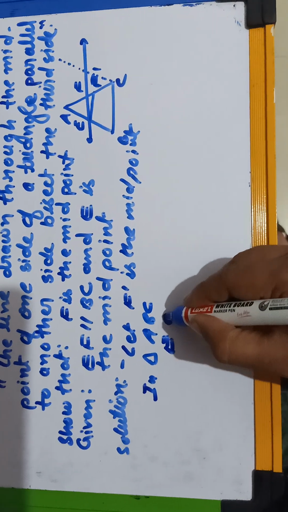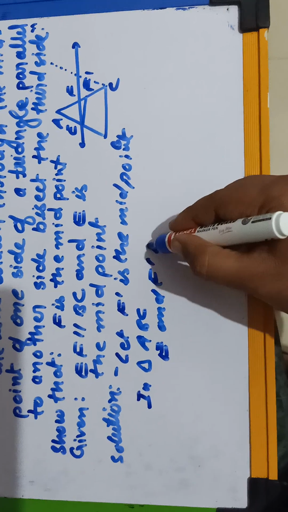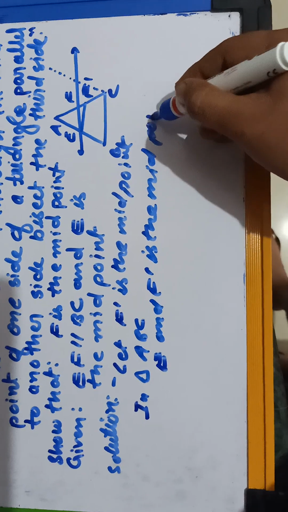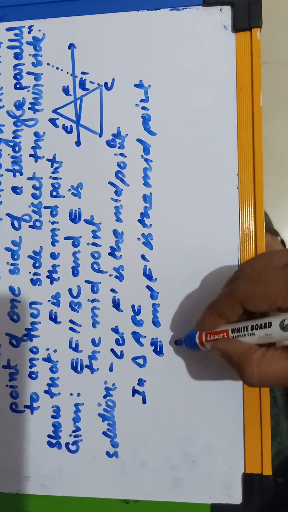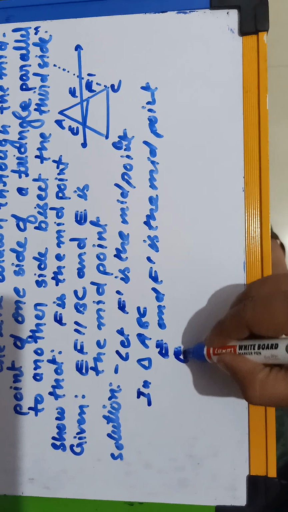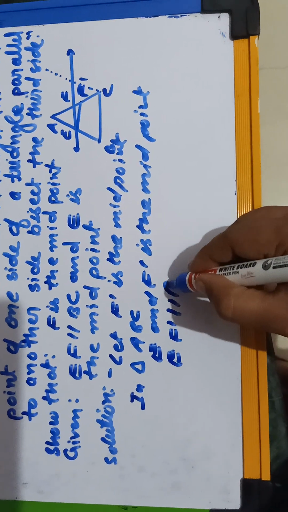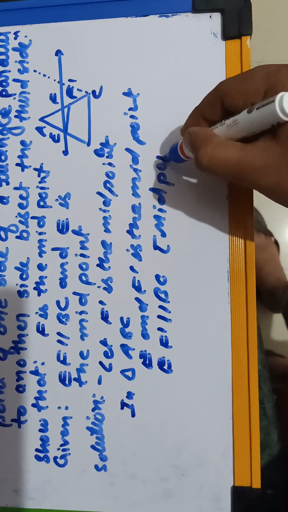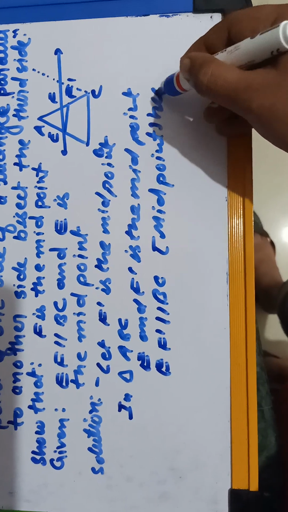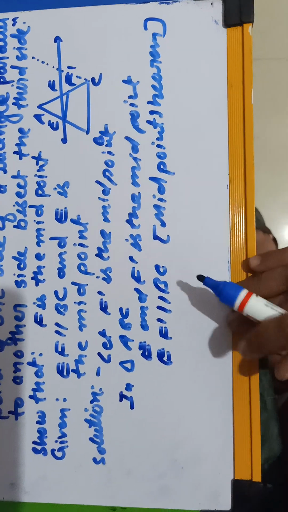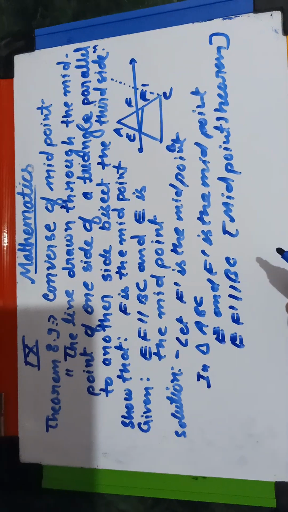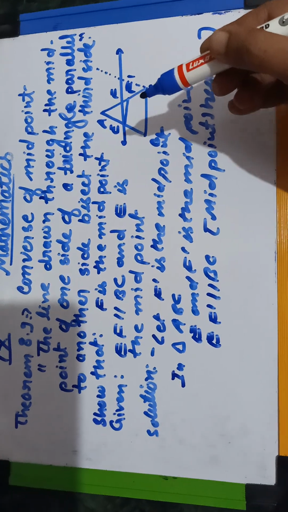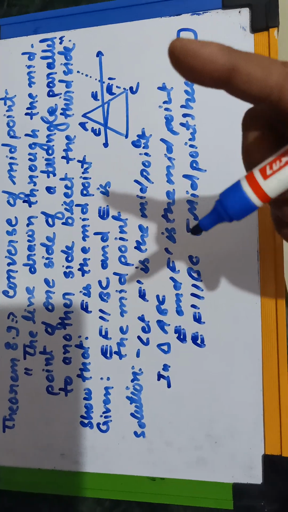E and F dash are the midpoints. So from the midpoint theorem, EF dash will be parallel to BC. We will write here: midpoint theorem. In the converse of the midpoint theorem, we are showing that F and F dash are not 2 points, they are 1 point.